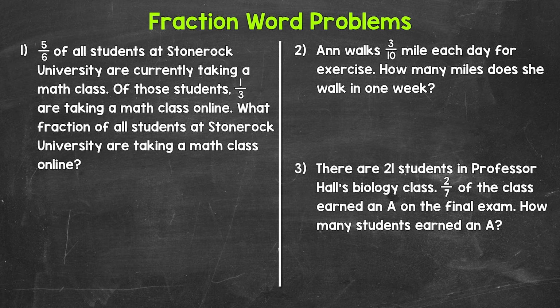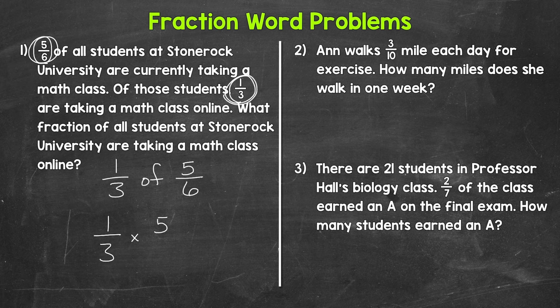So, thinking through this, we know that 5/6 of all students are taking a math class right now. 1/3 of those students are taking their math class online. So, we need to find 1/3 of 5/6. Now, whenever we are finding the fraction of something, we can multiply in order to find that answer. So we can replace of with a multiplication sign here. So 1/3 times 5/6 will give us our answer.